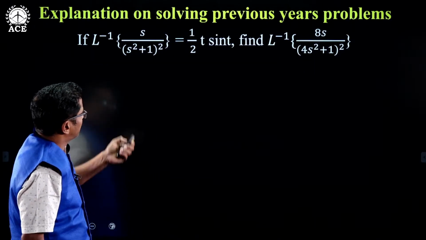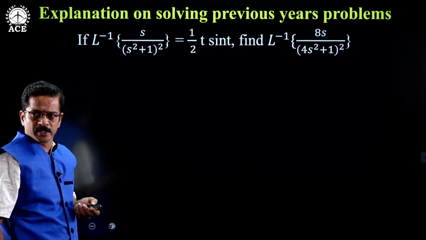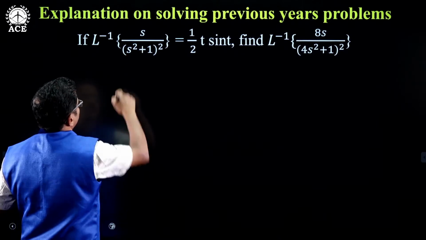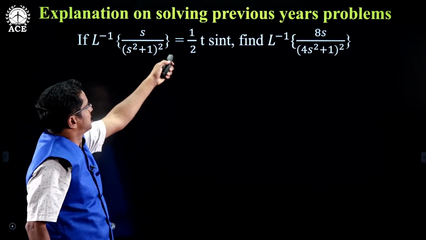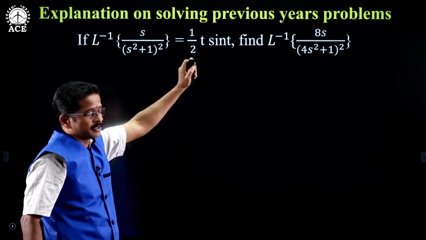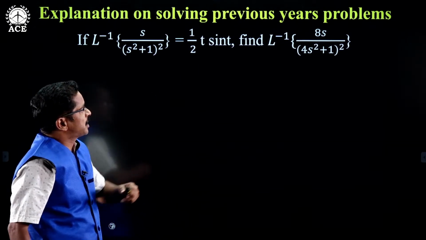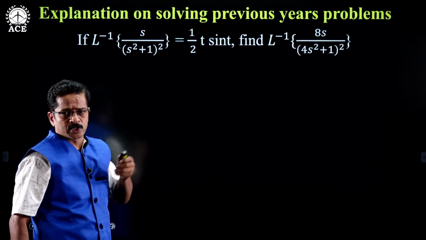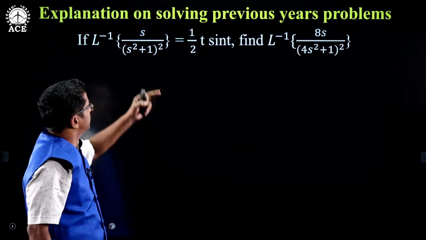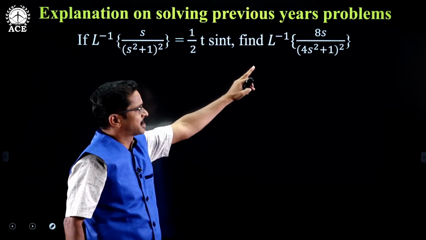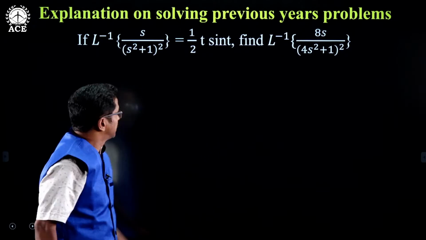Now let us see how we solve the problem here. L inverse of s by s square plus 1 whole square is equal to 1 by 2 t sin t. Then L inverse of 8s by 4s square plus 1 whole square. So using the change of scale property of inverse Laplace, how are we going to evaluate this?